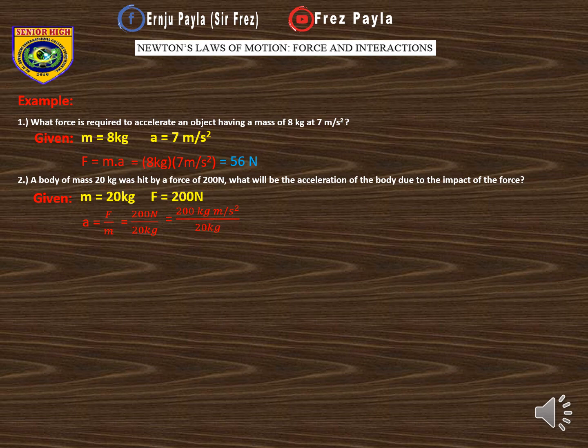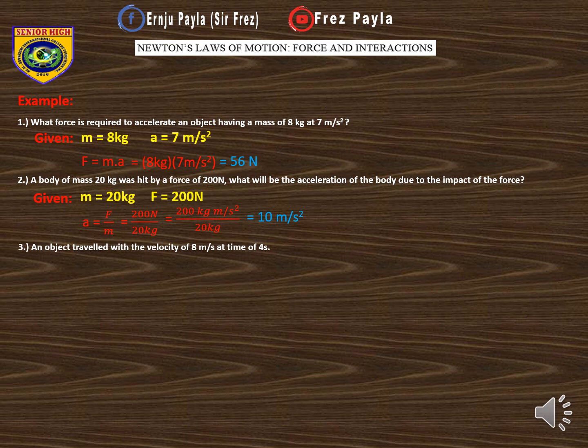I will convert first the equivalent of Newton. Kilogram meter per second squared, right? And then 20, we cancel the kilogram. So what remains is meter per second squared. So 200 divided by 20 is equal to 10 meter per second squared.